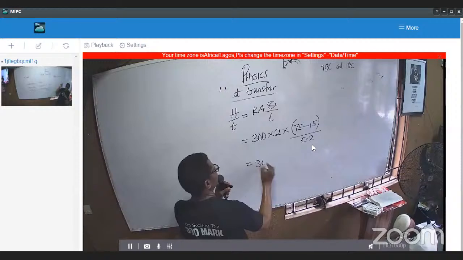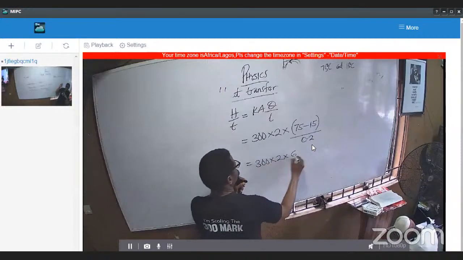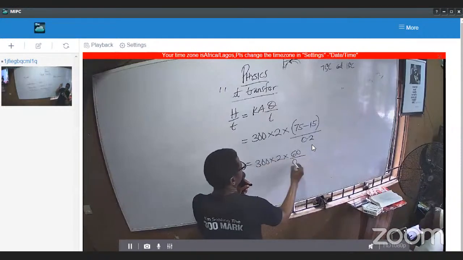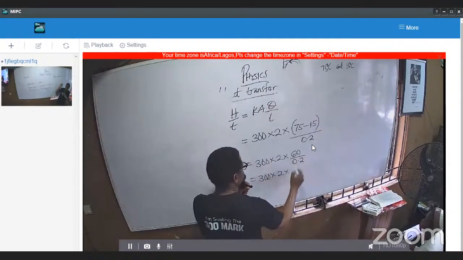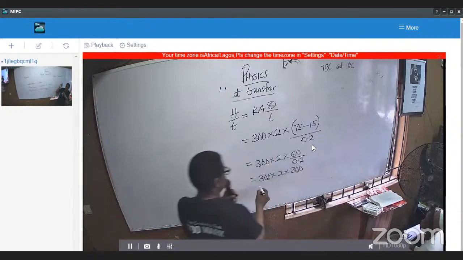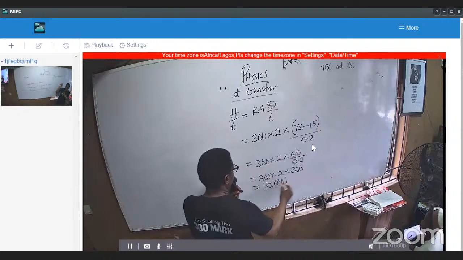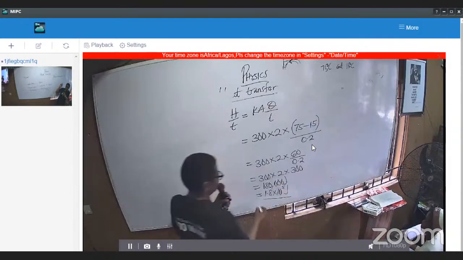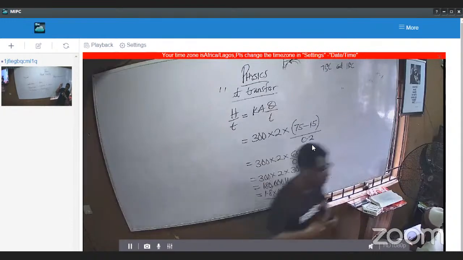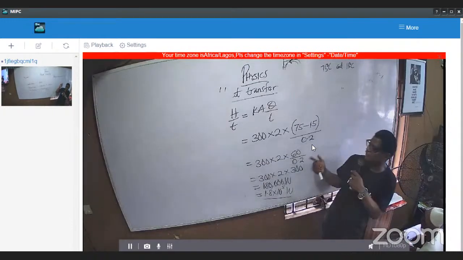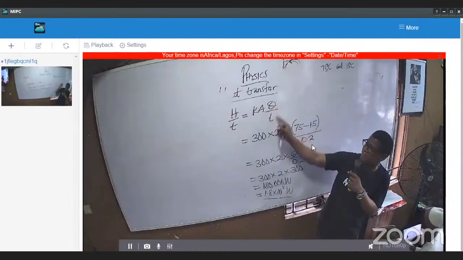Thickness. So that'll be 300 times 2 times 60 all over 0.2. That'll be 300 times 2, that's 300 also. Calculator. 180,000 joules, or 1.8 times 10 raised to the power 5 watts, because they talk about rates of heat transfer, watts. So the rate of heat energy transfer is K A theta over L.